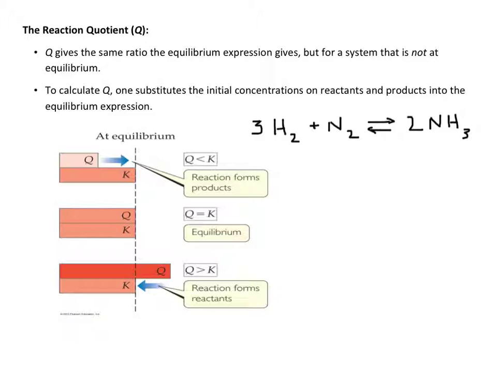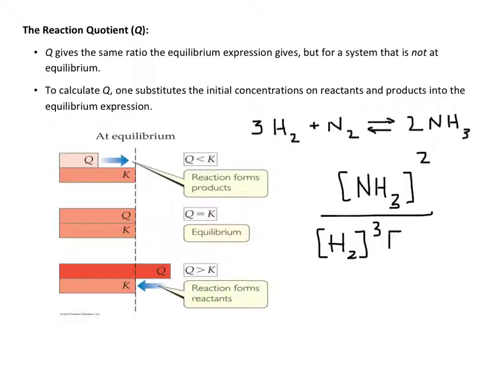We know that we can write a ratio of products over reactants in the form of the equilibrium constant, where I write the products raised to the stoichiometric factor divided by the reactants. Here H2 cubed and N2. And at equilibrium, this ratio will be a constant equal to Kc.